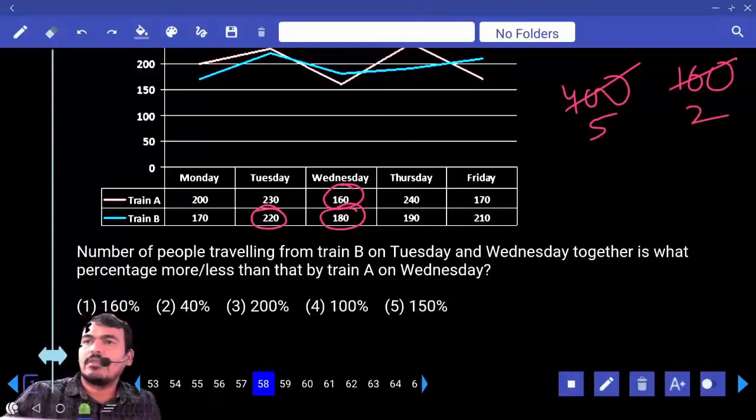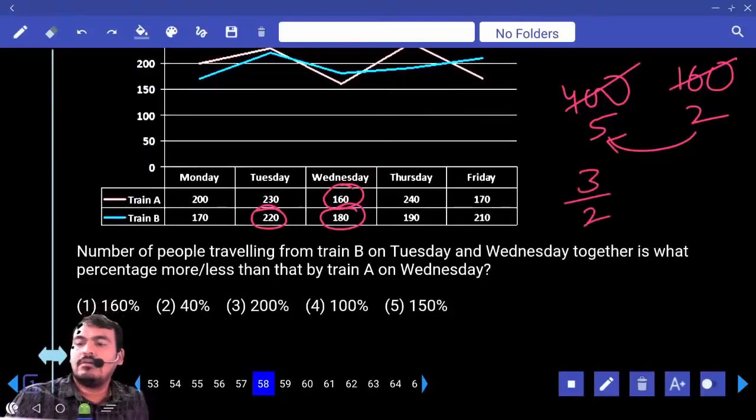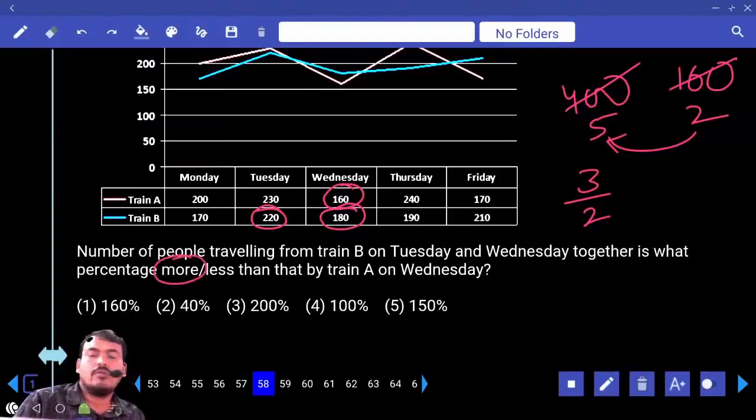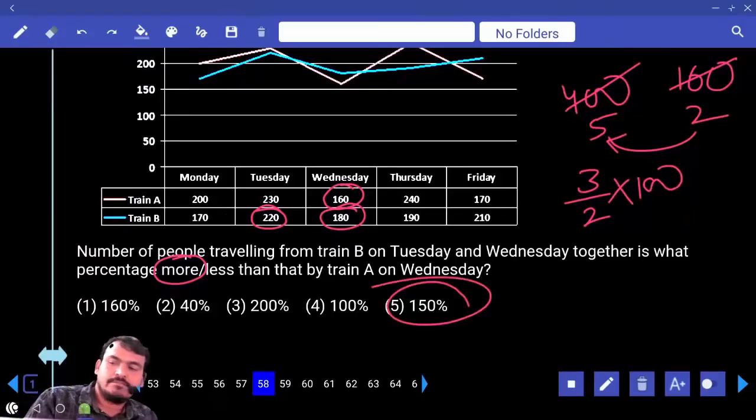2 times or not? Okay. How many parts are more? 3 parts. 3 by 2 or not? Percentage either more or less means first priority which one? More value or not? 3 by 2 into 100. How much percent? 150%.